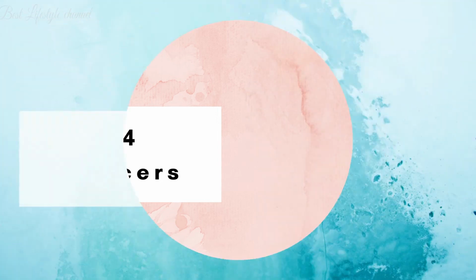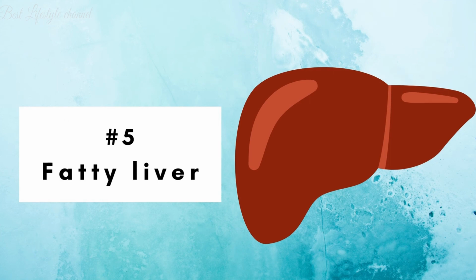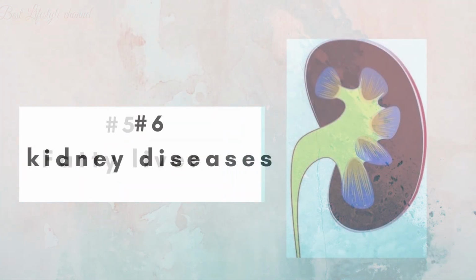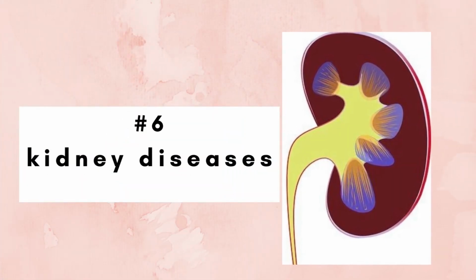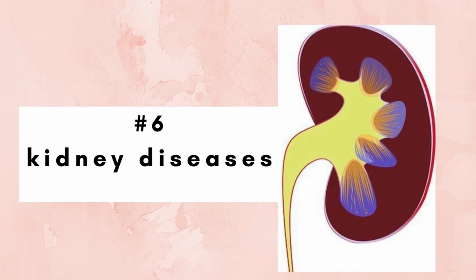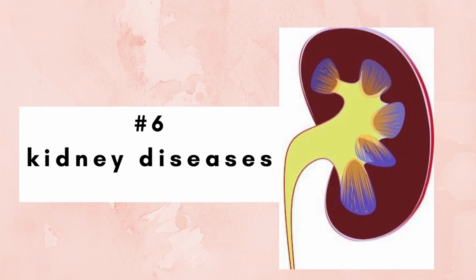Number 5, fatty liver. Accumulating fat in the liver makes it prone to liver diseases and cirrhosis. Number 7, kidney diseases. Kidney disease means that the kidneys cannot purify the blood, as a result toxic and waste materials accumulate in the blood. Weight gain increases the risk of high blood pressure and diabetes, the most common factors in kidney diseases.